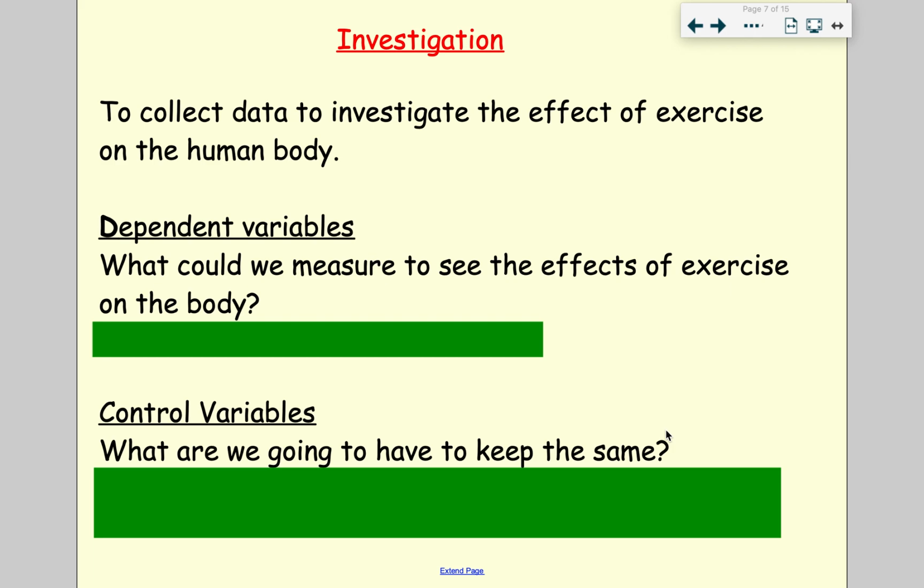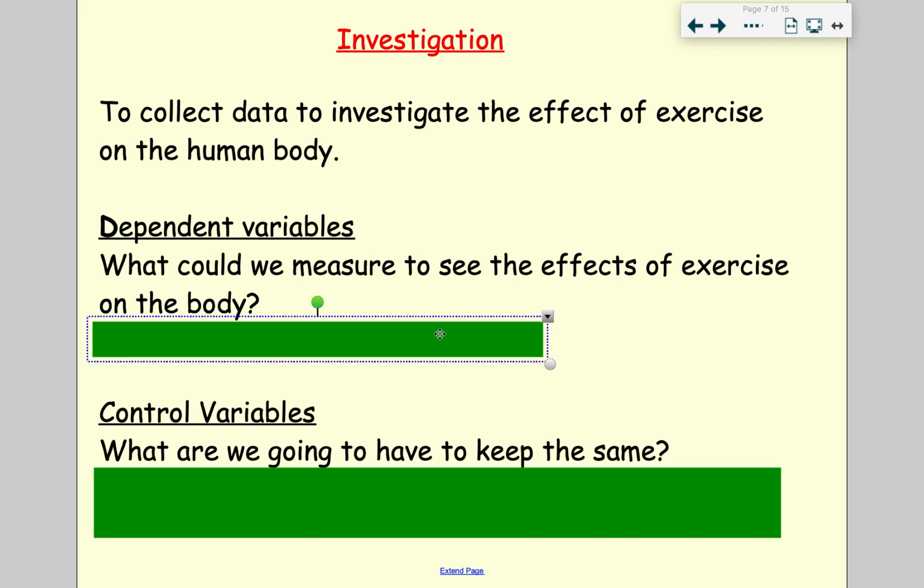So first we need to think about our dependent variable. So a dependent variable is the thing that we measure during an experiment. So what I want you to do is just think about what we could measure, and then I would like you to think about some control variables as well, and that's what we would keep the same during our investigation. So pause it, have a think about it, and we'll come back to it in a few minutes.